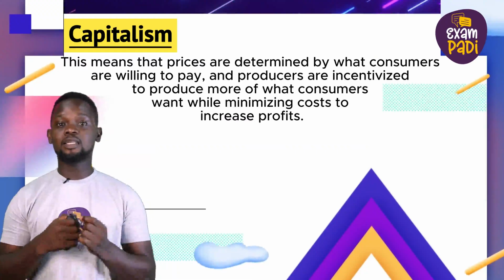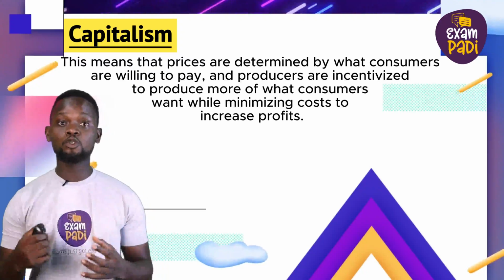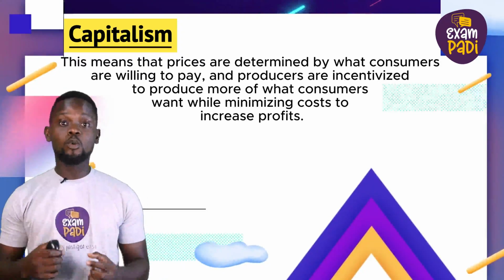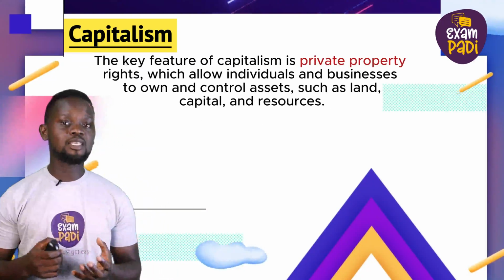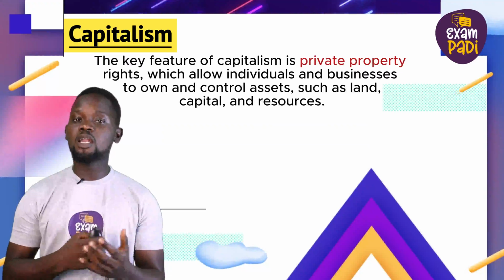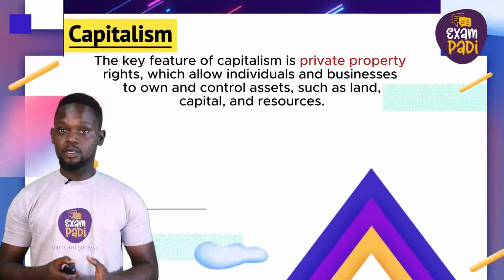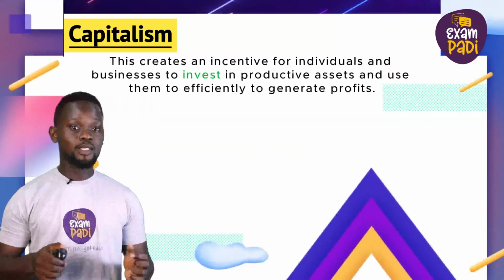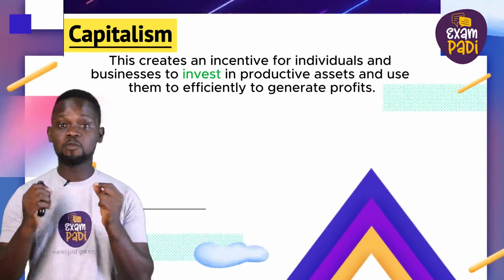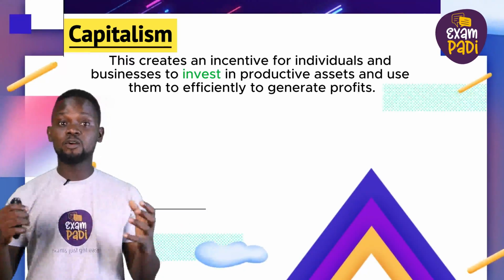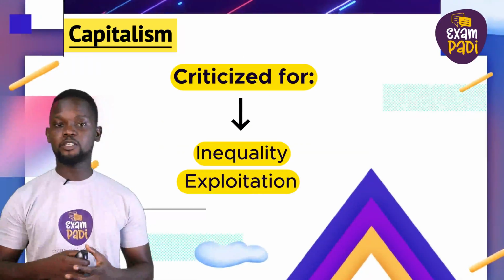This means that prices are determined by what consumers are willing to pay, and producers are incentivized to produce more of what customers want while minimizing the cost to increase profits. The key feature of capitalism is private property rights, which allow individuals and businesses to own and control assets such as land, capital, and resources. This creates an incentive for individuals and businesses to invest in productive assets and use them to efficiently generate profits. Capitalism is often criticized for leading to inequality and exploitation.